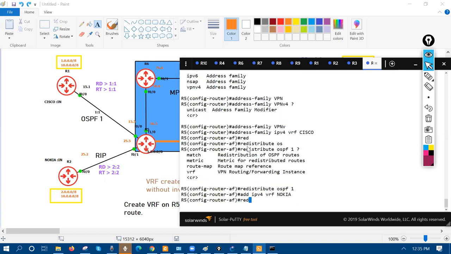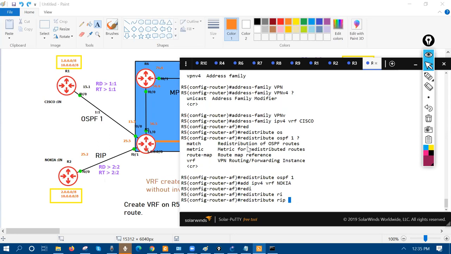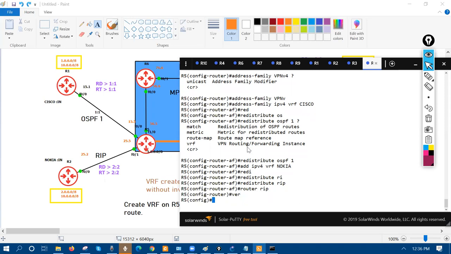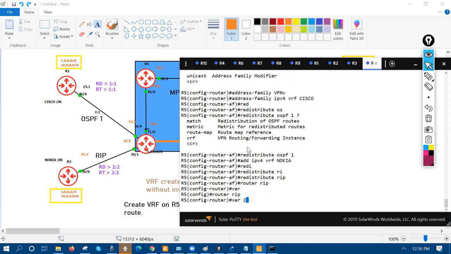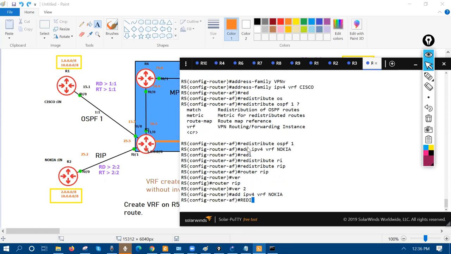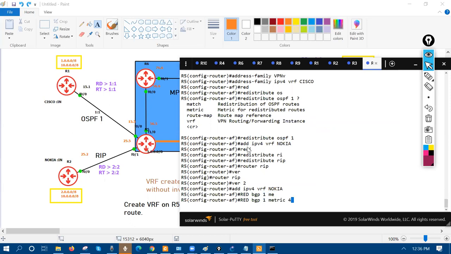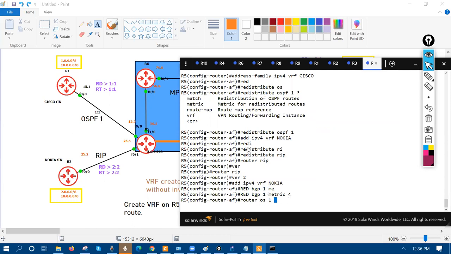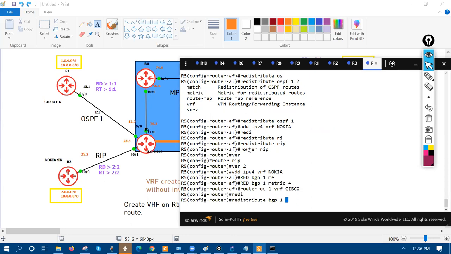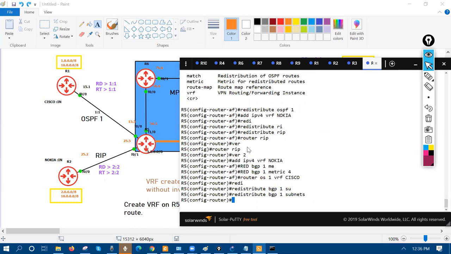Nokia, right? Redistribute RIP, same metric, version 2. Address family IPv4 VRF Nokia. Redistribute BGP, right? One, metric, same. Then also address family IPv4 VRF Cisco, redistribute BGP number 1, subnets. Maybe the classless route has to be there. Just put the subnets. If you don't put subnets, no issue, because right now all we have is classful.